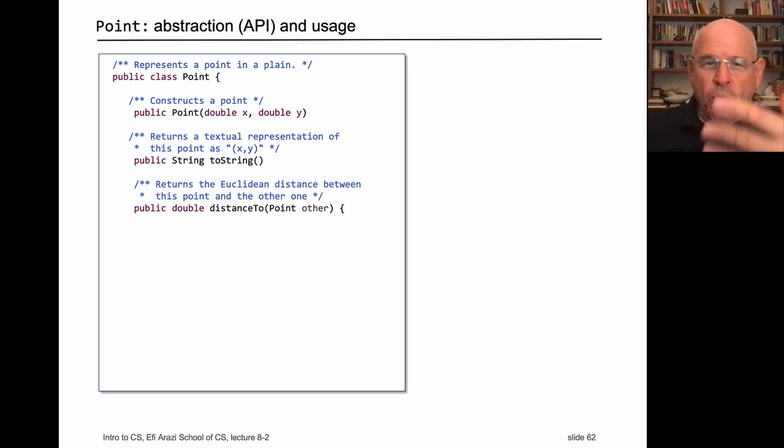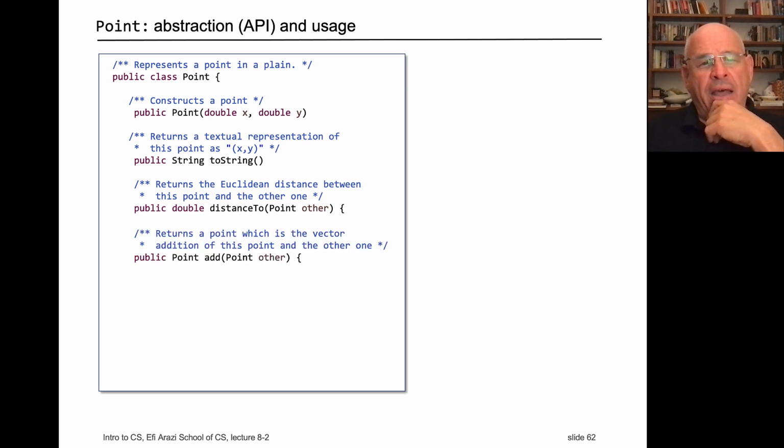And then whoever asked me to do this class, he or she requested that we also have a Euclidean distance method that computes the distance between this point and another point. This is a double value. And just like we had with fractions, we can also add points. But this is a vector addition. When you add a point to another point, what do you get? Yet another point. So the add method is going to return a point.